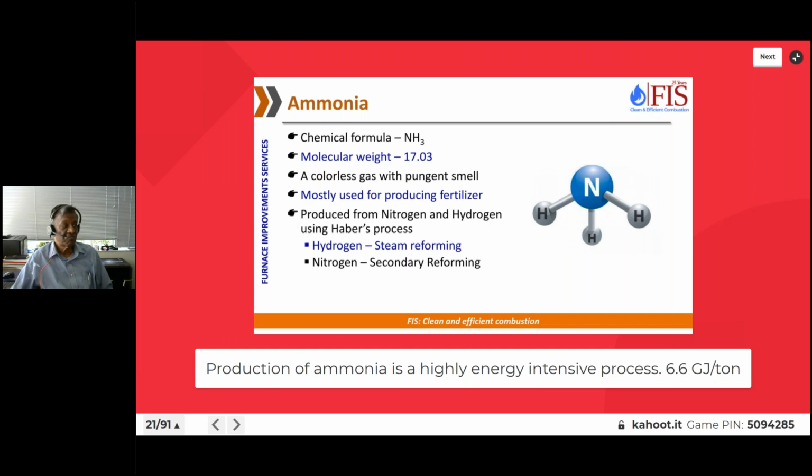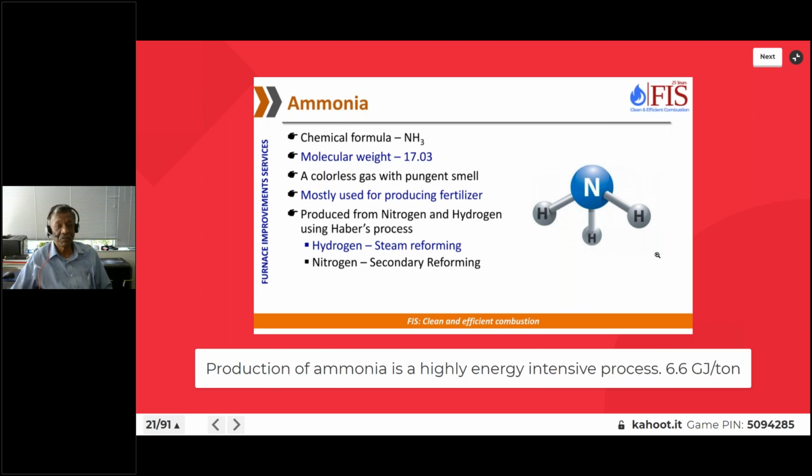Nitrogen is produced by 2 routes. The one which I'm showing over here is secondary reforming. And the second route is separating it from air liquefaction. I mean, you liquefy air and then you use a liquid nitrogen as a source of nitrogen. And hydrogen is still mostly produced by steam reforming.